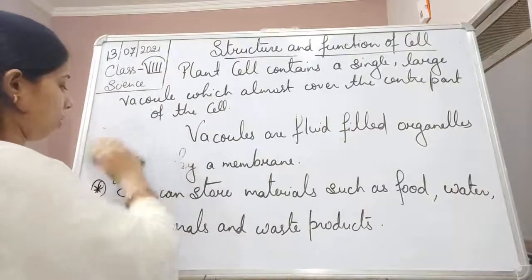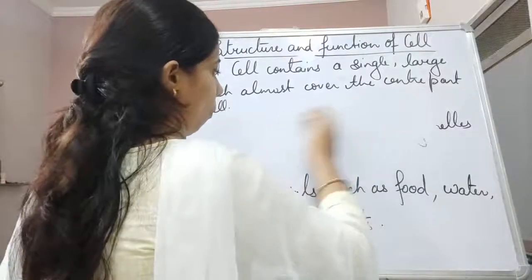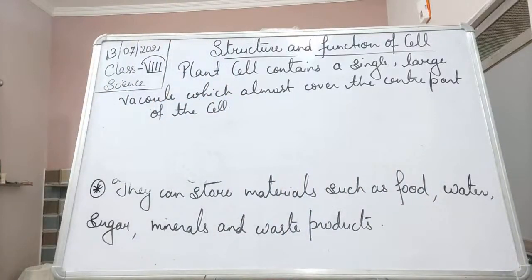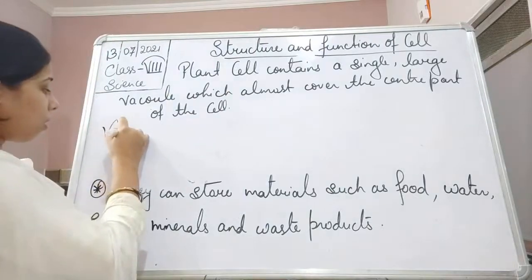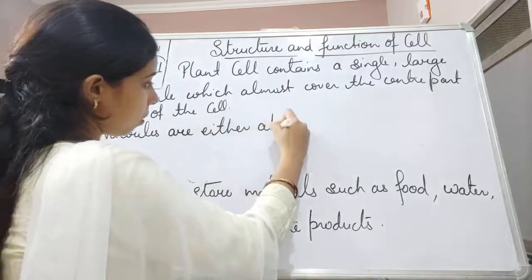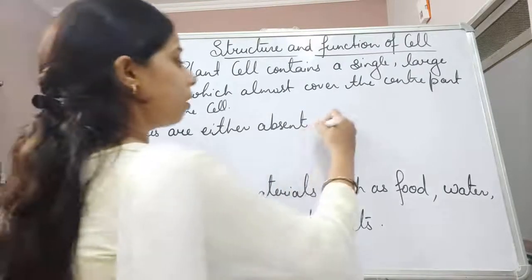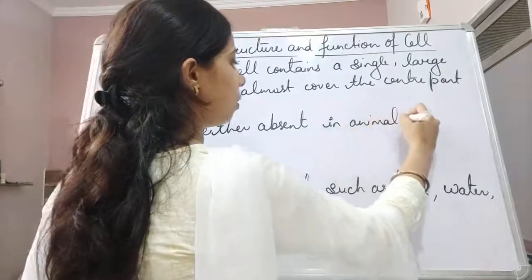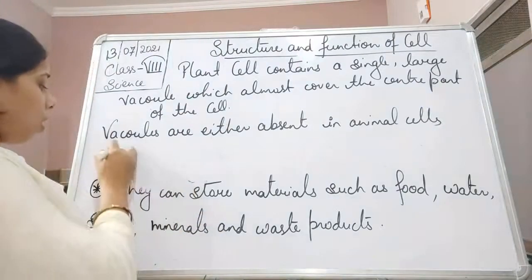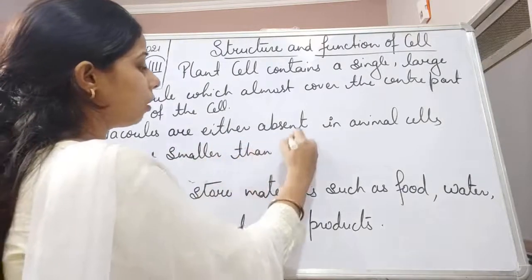So we can also add a point here, that is, vacuoles are either absent in animal cells, or are smaller than in the plant cell.